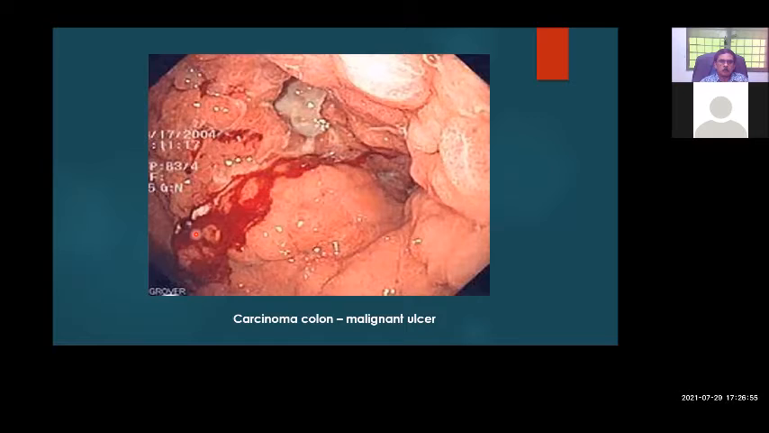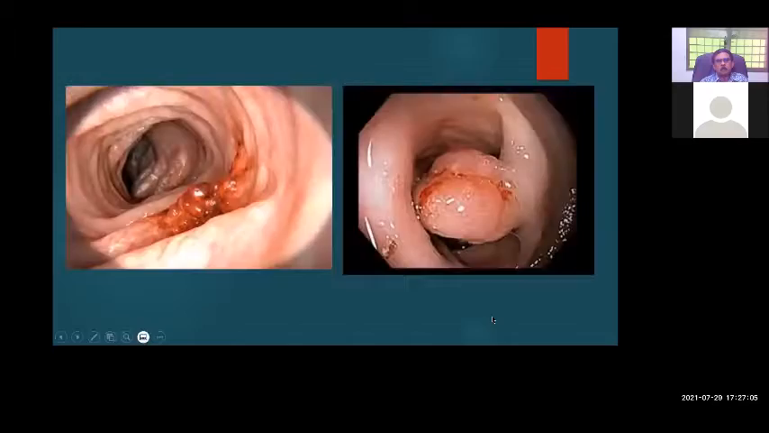Okay, this is a picture of a malignant lesion, carcinoma of the colon that is ulcerated and bleeding. It's a malignant bleeding ulcer of the colon. These are another two pictures showing another carcinoma of the colon, which has just bled. You can see some blood stains, and over here is a malignant polyp, also with evidence of recent bleed. Okay, polyp.